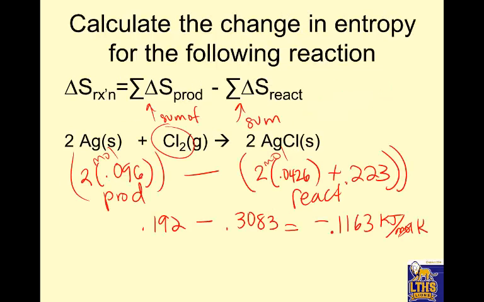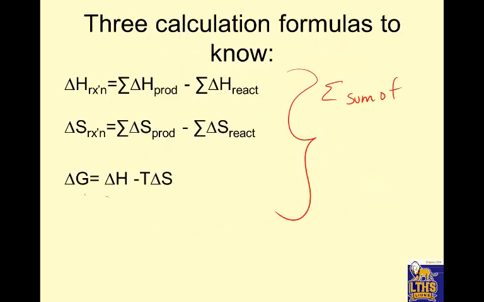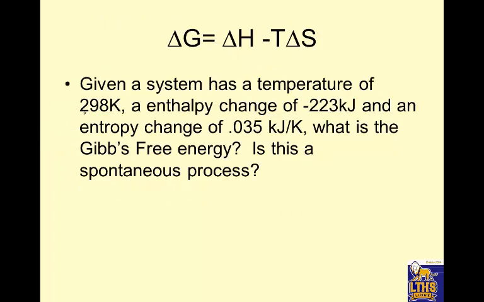So let's go back and see if we would have predicted this to be an increase or decrease in entropy. Now we have 3 calculations that we can do. So here's a delta G calculation. If I tell you the system has a temperature of 298 Kelvin, an enthalpy change of negative 223, and an entropy change of 0.035 kilojoules per Kelvin, what is the Gibbs free energy?